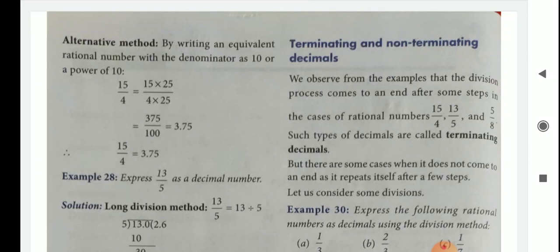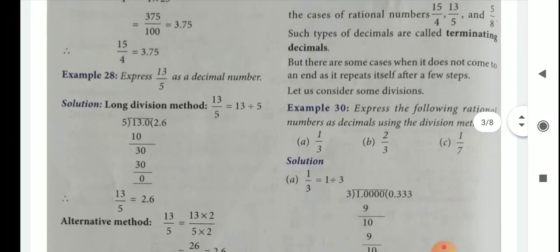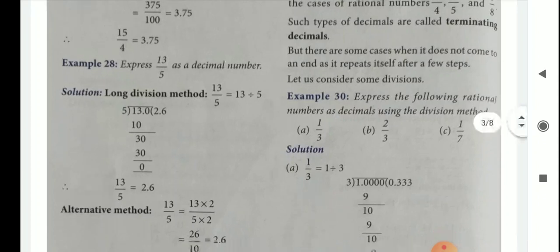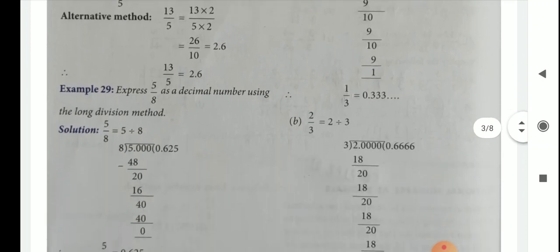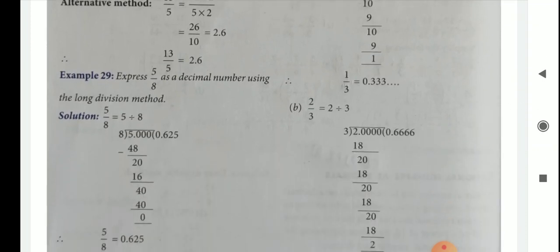Then comes example 28. Express 13 by 5 as a decimal number. Here also, children, you see two methods are given, long division method and alternative method. You see yourself.